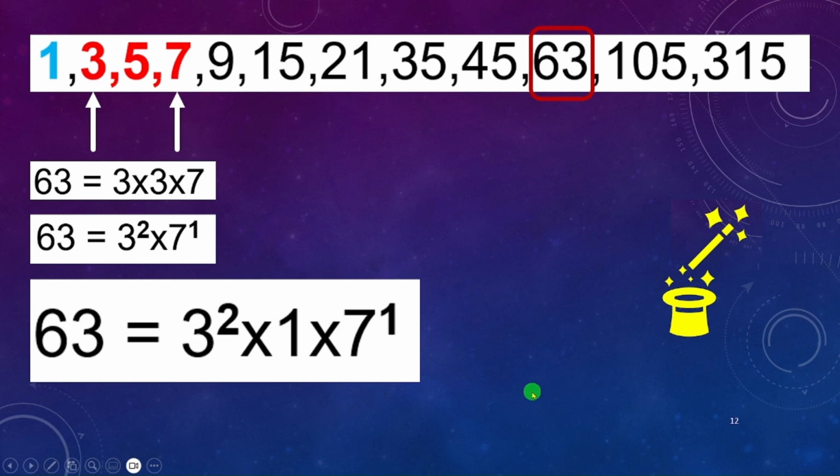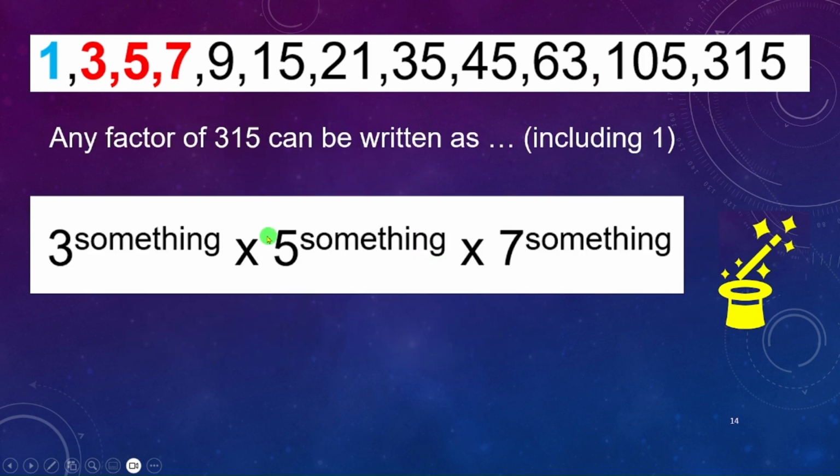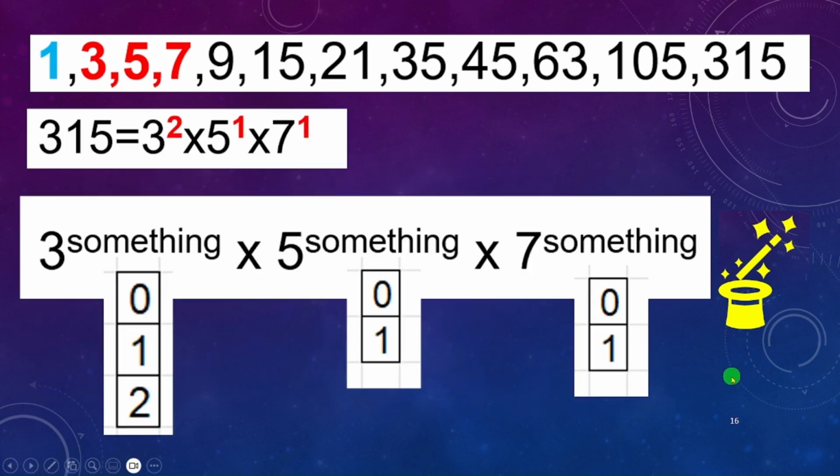And can you guess what we're going to do next? Instead of writing 1, we're going to write 3 squared times 5 to the 0 times 7 to the first power. So any factor of 315 can be written as follows, and now that includes 1, so we don't have to remember it separately, as 3 to the something times 5 to the something times 7 to the something. Remember that it's 3 squared times 5 to the 1 times 7 to the 1.